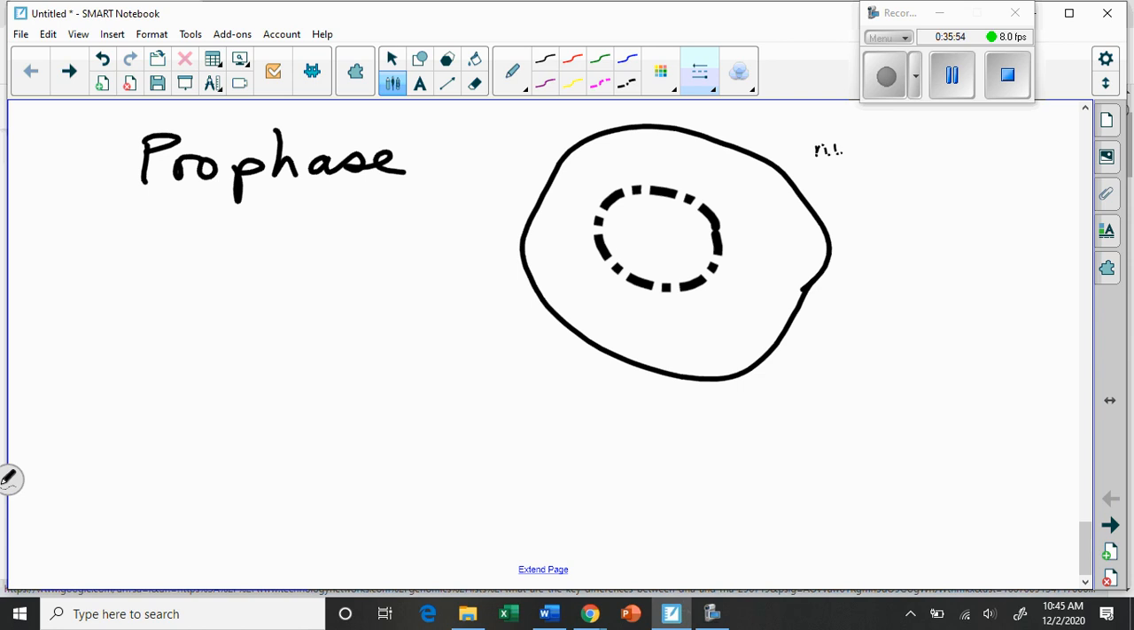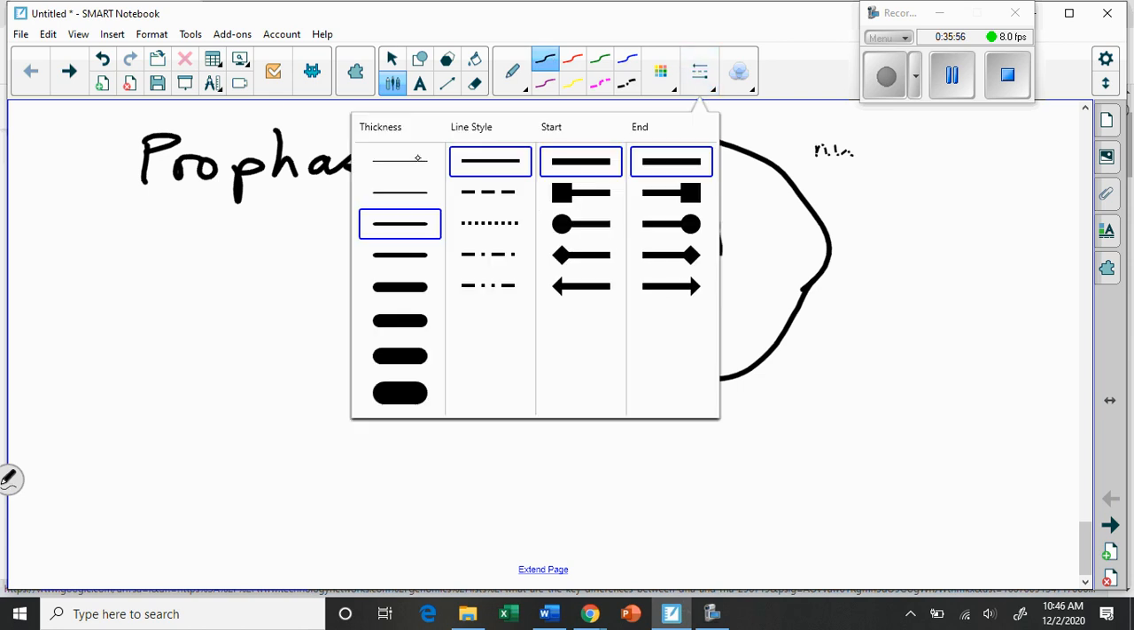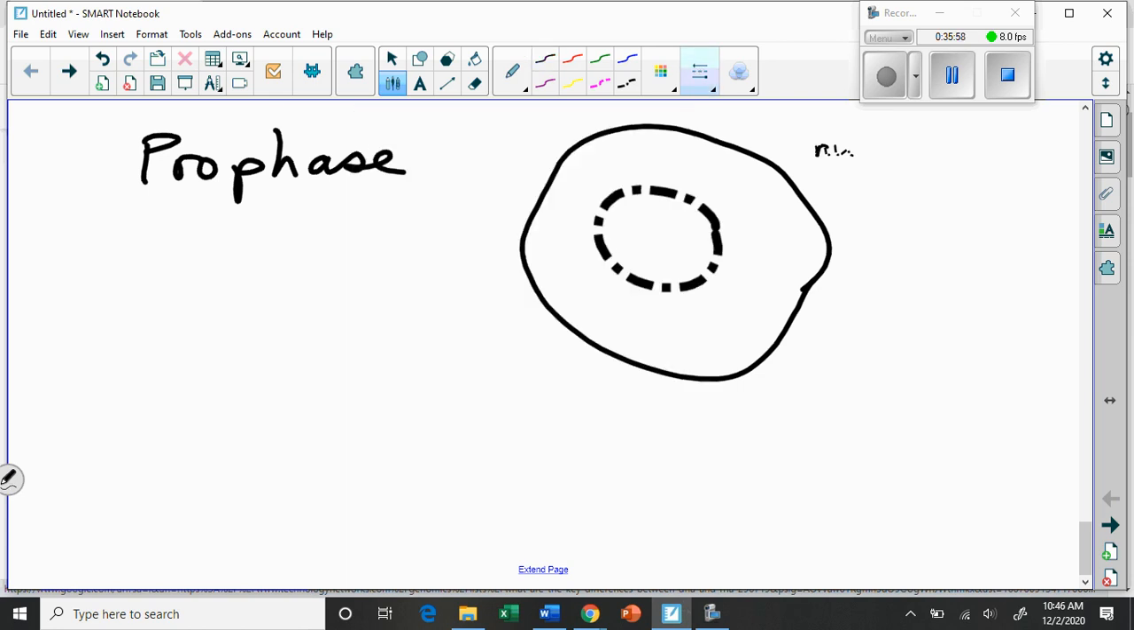So the nuclear membrane dissociates, falls apart, or disintegrates. Let's put disintegrates. Now remember, it's just a membrane that's made up of little fat molecules.